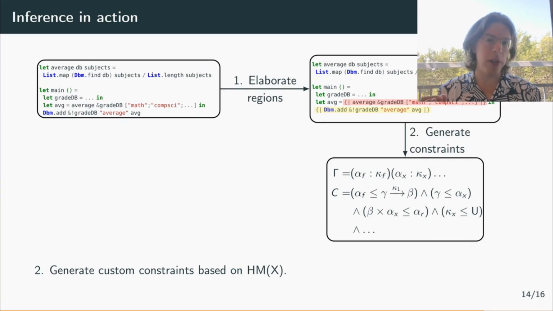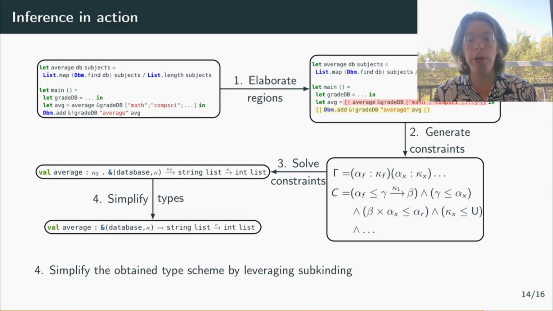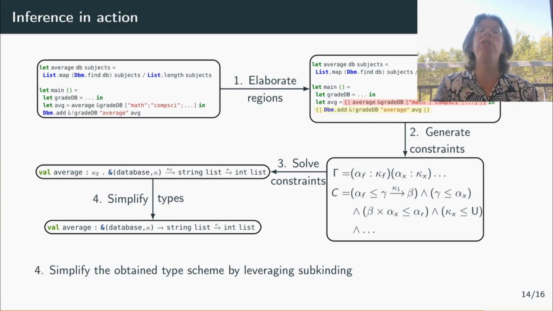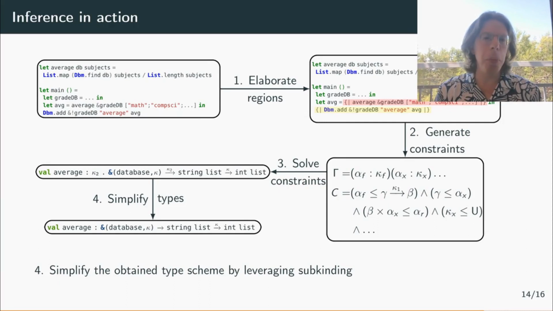This constraint system is custom to encode the rules we want and is based on HMX. Finally, we solve the constraints using a custom algorithm that we provide, and we obtain principal type schemes for all the functions in our program. This principal type scheme can sometimes still be a little bit complicated, and so we use subkinding rules with positive and negative positions to simplify the type further. And so we finally obtain the simple type schemes.